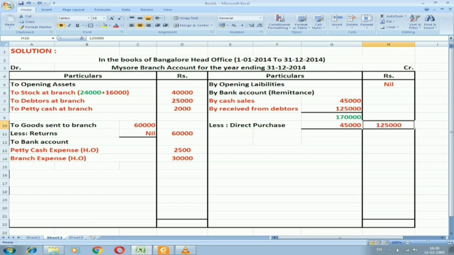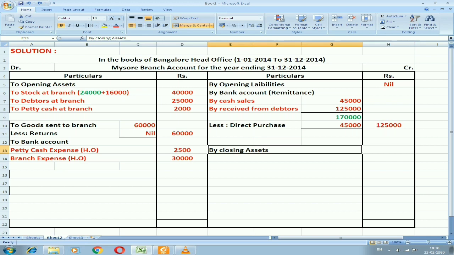In simple terms, the branch is generating income through cash sales and cash received from customers, a total of 1,70,000. The branch also met an expenditure of direct purchase, made by the branch independently, that is 45,000. This 45,000 is not paid by the head office. That is the reason the branch is deducting that money from the total income. Next, we need to close the assets. Whatever assets we have opened, we are supposed to close.